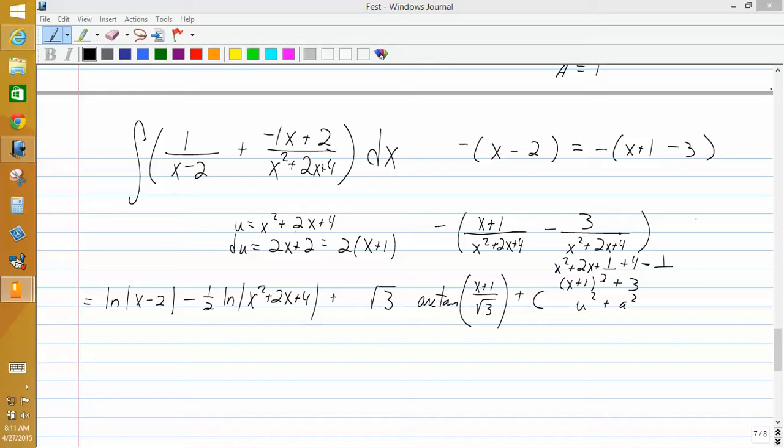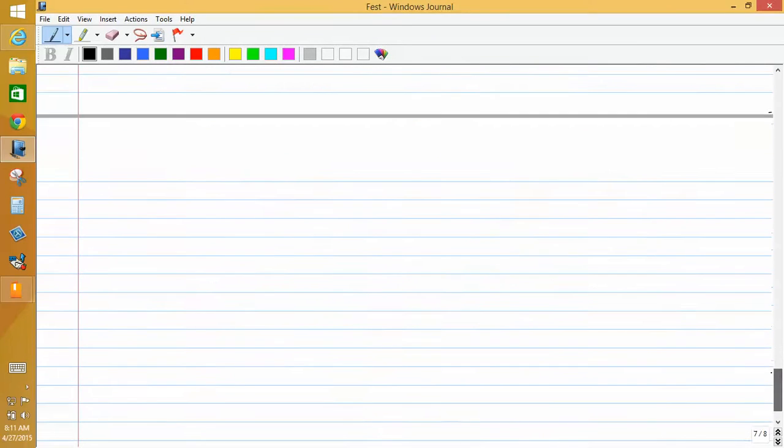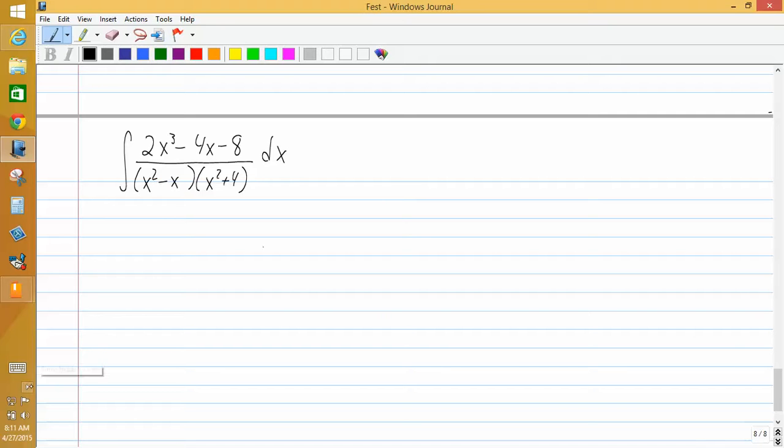So I'm going to do one more of these, and then we're going to move on. All right, so I have the integral of 2x cubed minus 4x minus 8 over x squared minus x times x squared plus 4 dx. So I'm going to give you a second. Try to set up the partial fractions that we're going to have to use.